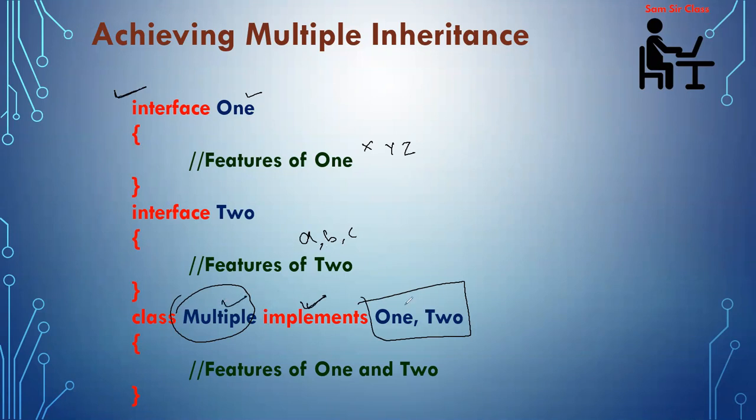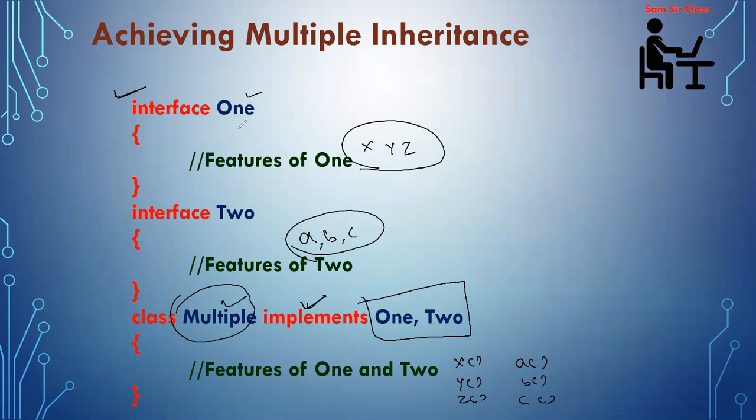Okay, so what will happen? Any class which is implementing the interfaces has to redefine all the body. So only the declarations will be available in the interface part. So you have to redefine all the methods inside the class. So by implementing multiple interfaces, you are achieving the concept of multiple inheritance in Java through interface.